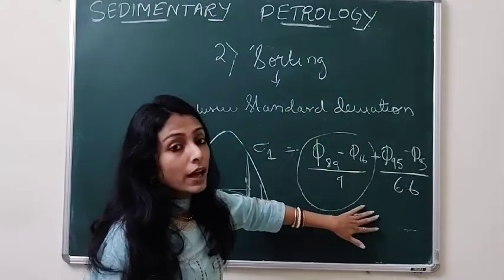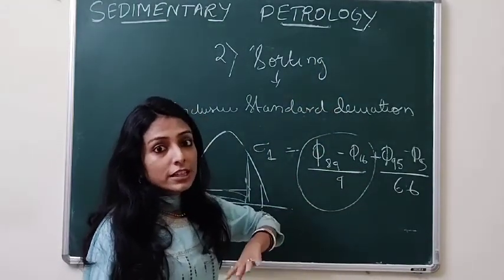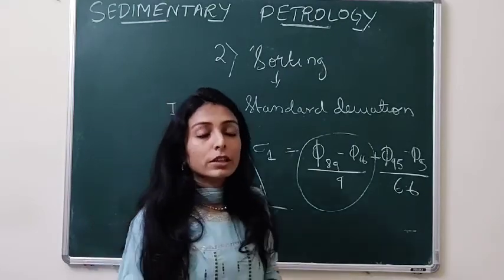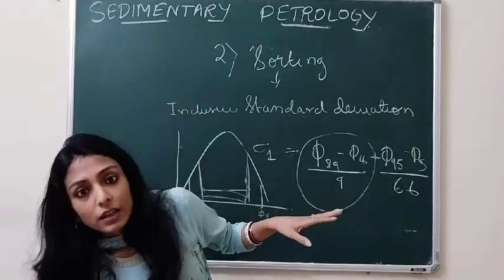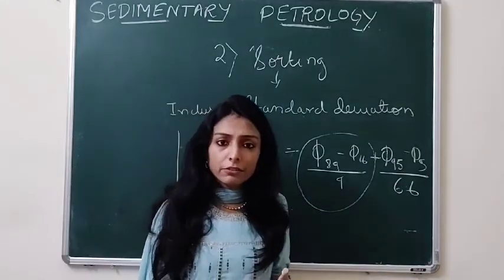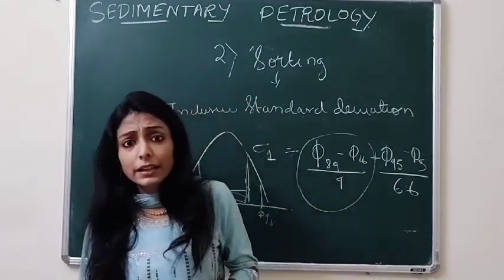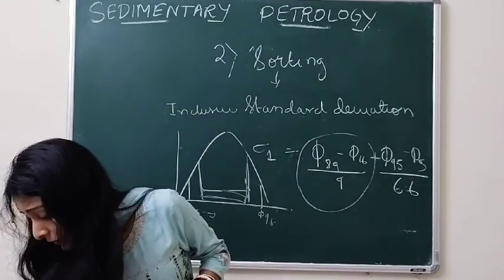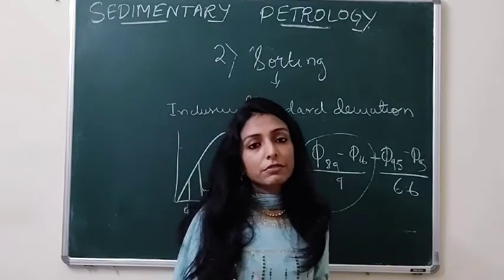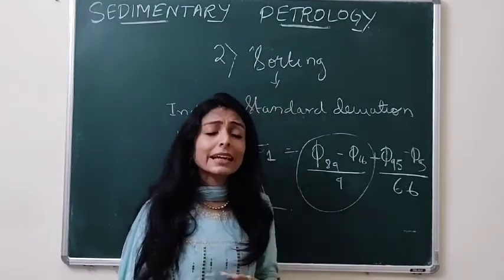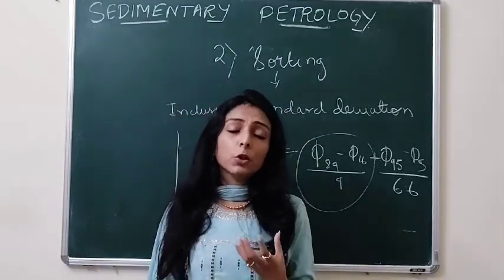This is the formula, and as standard deviation increases, sorting decreases. So there is a scale which ranges from, this value if it is less than 0.35, it is very well sorted, and as the values start increasing and reach approximately 4.0, it is very poorly sorted.